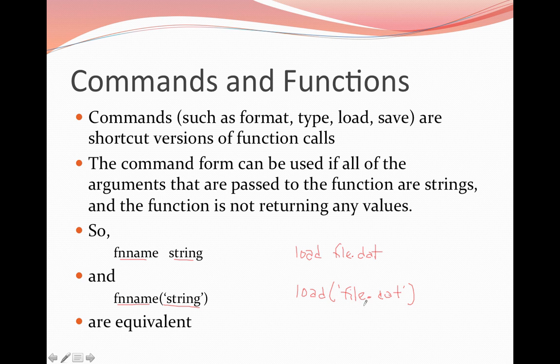Now an interesting thing is when you load a file, it's going to create a matrix with the same name as the file in either form. If you wanted to call it something else, let's say we wanted to call that matrix X instead of file, then we can do that in the functional form. We could say X gets the value of load of file.dat, and it would load it and store it in a matrix variable called X. We could not, however, do that with the command form. So with the functional form we can do that, but with the command form we cannot.